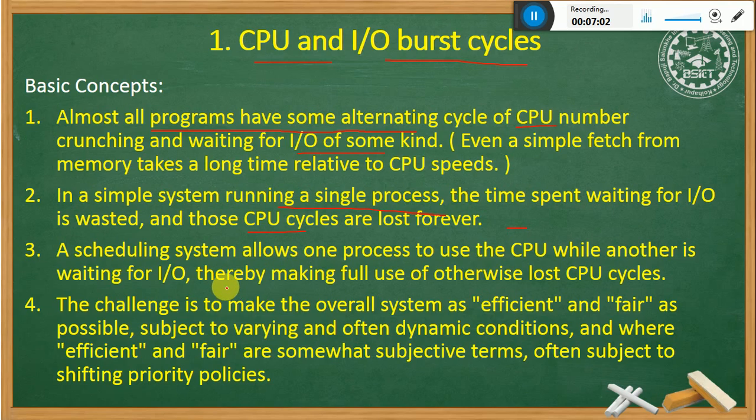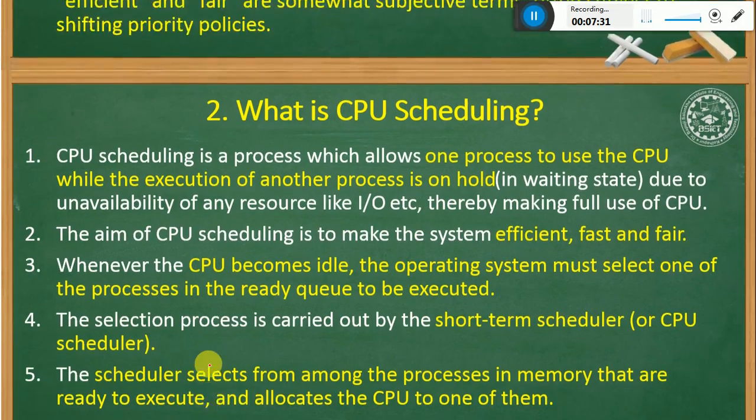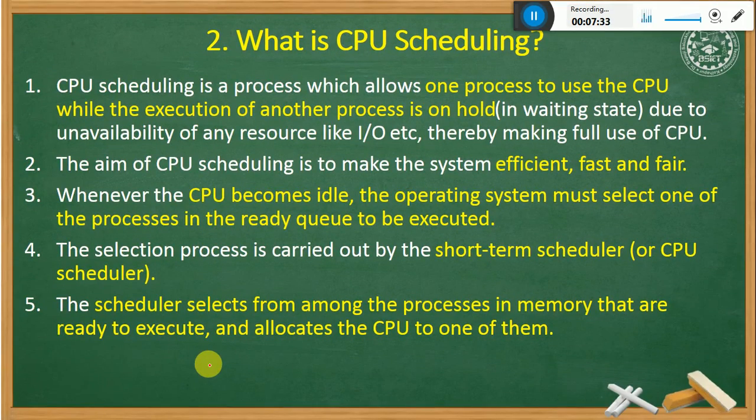When the CPU is idle, it can easily execute the next process which is in the ready queue. To pick up that process while the CPU is idle is known as scheduling. Using scheduling, the efficiency of the CPU, fast execution and utilization of CPU power is enhanced, so we require CPU scheduling. So the basic question: what is CPU scheduling?